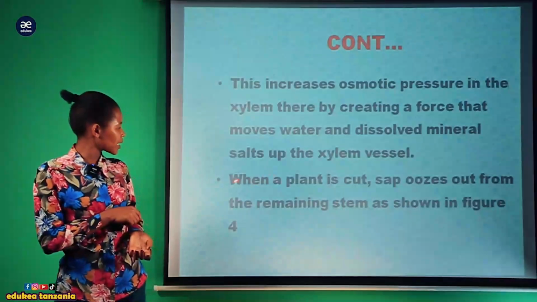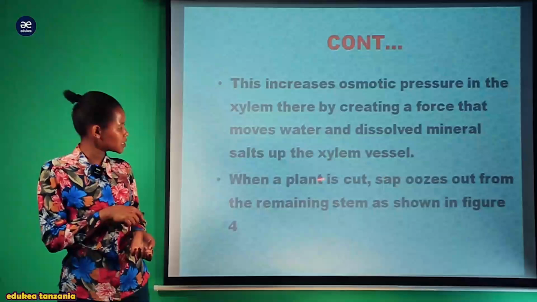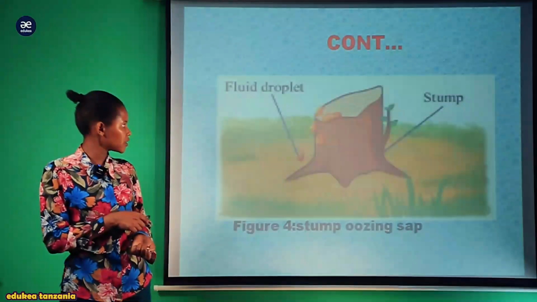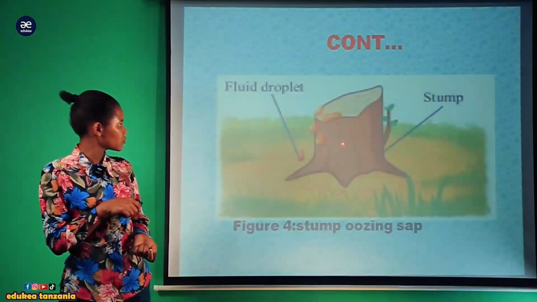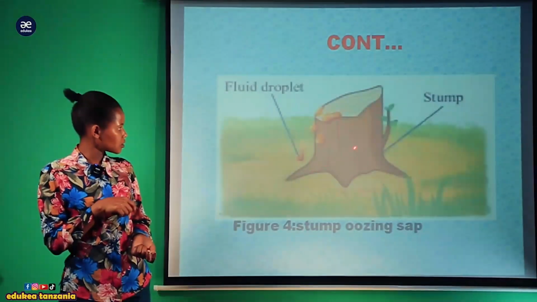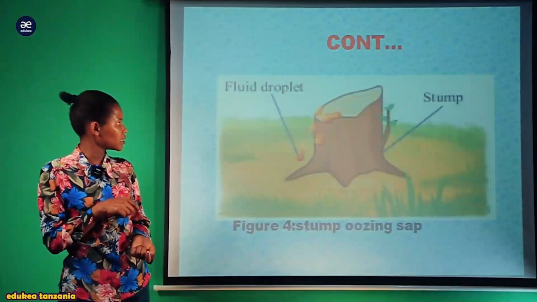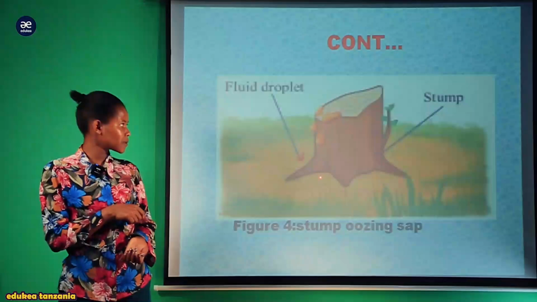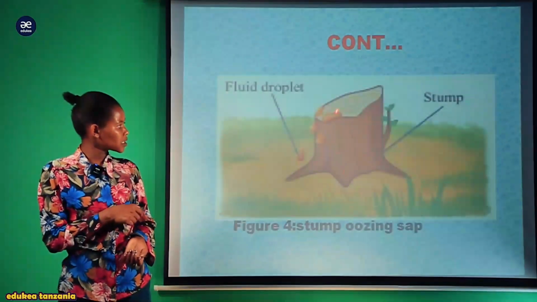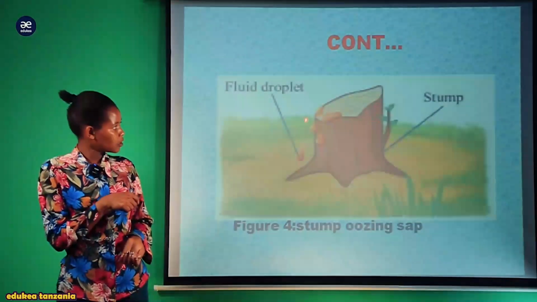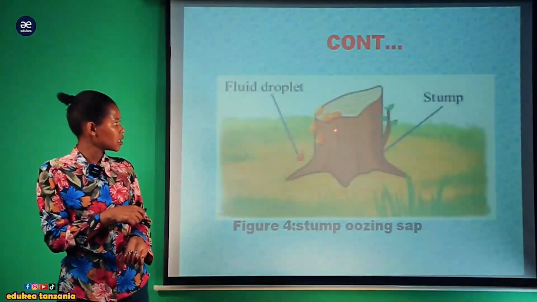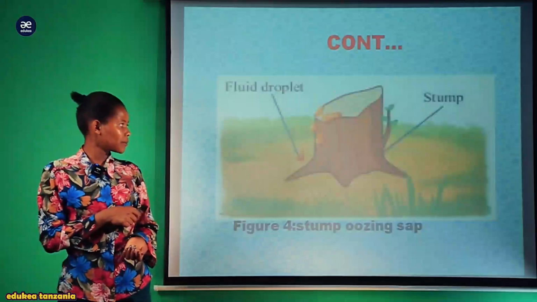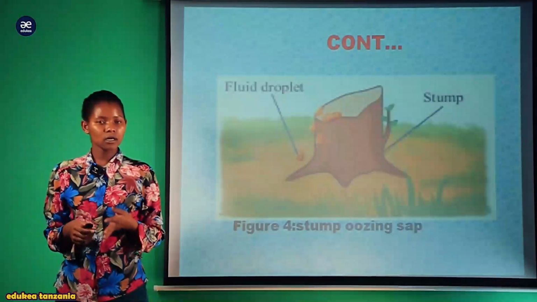And now we can see kwamba kama mtu akikata mti au ukiukata mti wako, sap oozes out from the remaining stem as shown in this figure. For instance, umekata mti, it means remaining sap inakuwa inatoka, ile sap iliyobaki katika mti inatoka kwa mfumo huu, na hii ni sababu ya root pressure. Kwa sababu huku chini bado root pressure inaendelea kufanya kazi, lakini hamna continuation, so ile sap itakuwa inamwagika kwa sehemu ambayo imekatwa. That is the root pressure.